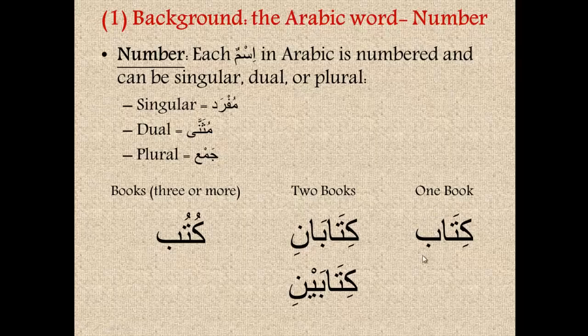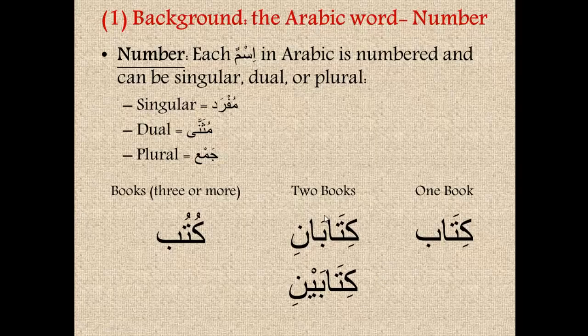So here we have the word kitab, which means book. Specifically, it means one book. The dual version is kitabani or kitabaini. So we're taking the singular form and we're adding ani or aini. Kitabani, which means two books, and kitabaini, which also means two books.